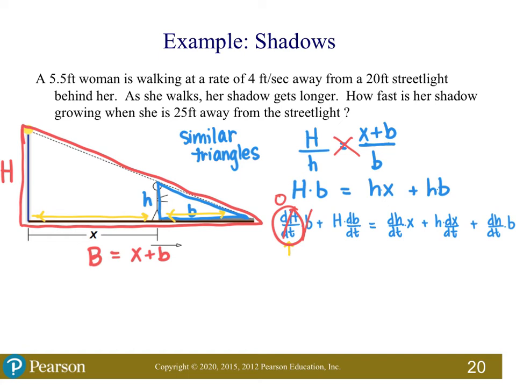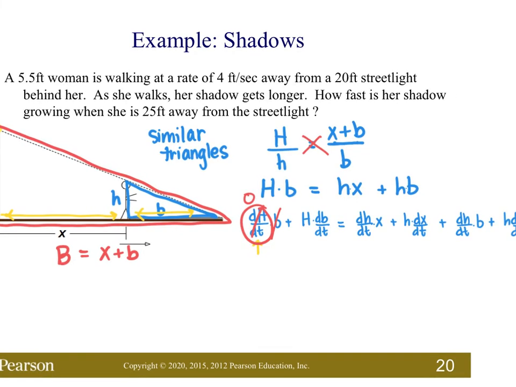Let's look at the next rate. Okay, I'm going to look just at the rates right now. Little db/dt, well, little b is the shadow, and so that is the rate of the shadow itself, which is what the question is asking me about, so I don't know that yet. We know it's changing, so it's not 0, but we don't know it yet.